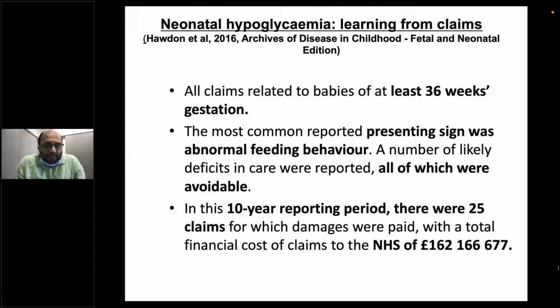This is one of the articles that was published and came out of the Bart's Health NHS Trust, looking at claims over the last 10 years due to neonatal hypoglycemia. It was reported that NHS trusts have paid out £162 million in a 10-year period due to 25 claims related to hypoglycemic brain injury.